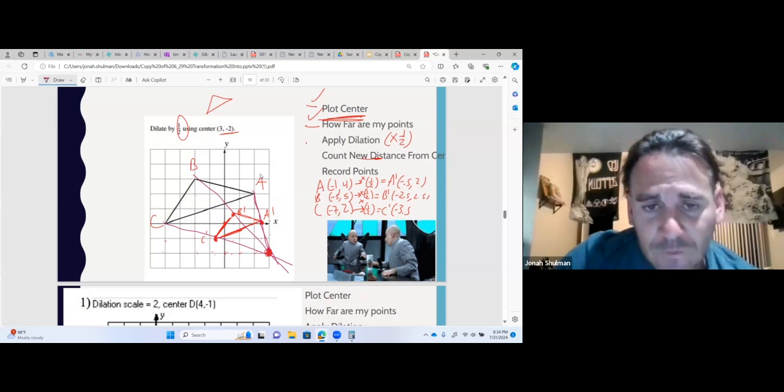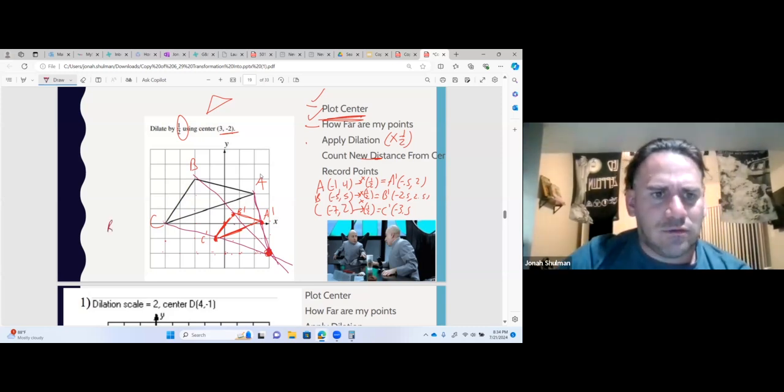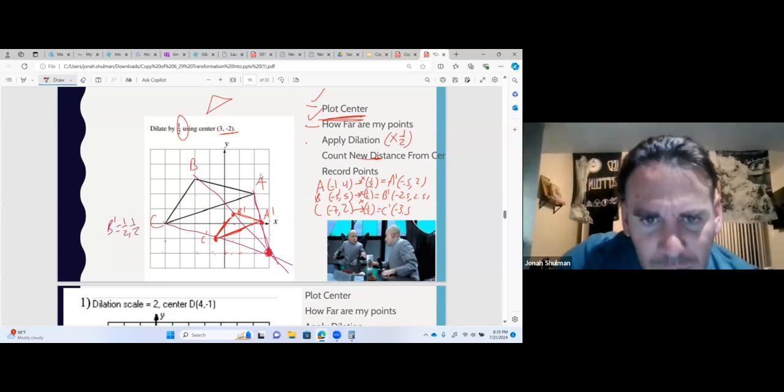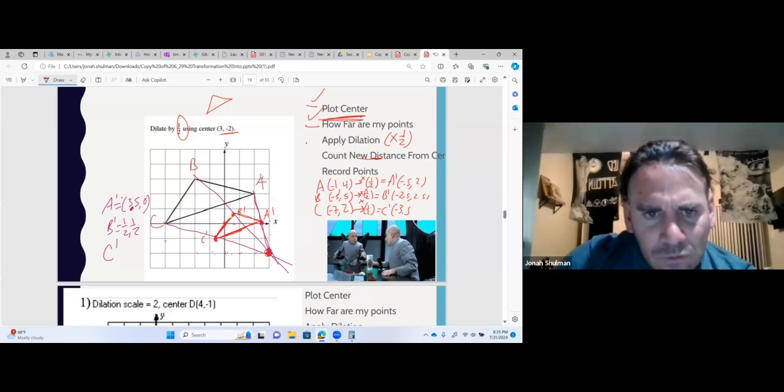So this one, you finally go back to the center. So this is a half, a half. So B prime is 1/2, 1/2. A prime is 1, 2, 3.5, 0. 3.5, 0. And what is C prime? -0.5, -1.